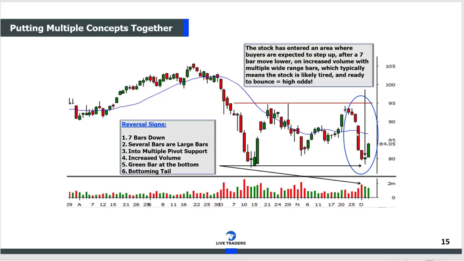Seven bars down. Several bars are wide range bars. Into support. Huge increase in ending volume. Green bar at the bottom. Bottoming tail. Doji bar. We systematically took this thing from a bare bones piece of metal and formed it into art. And that's what you have to do. And I am telling you flat out, volume will be one of the most important indicators that you use.